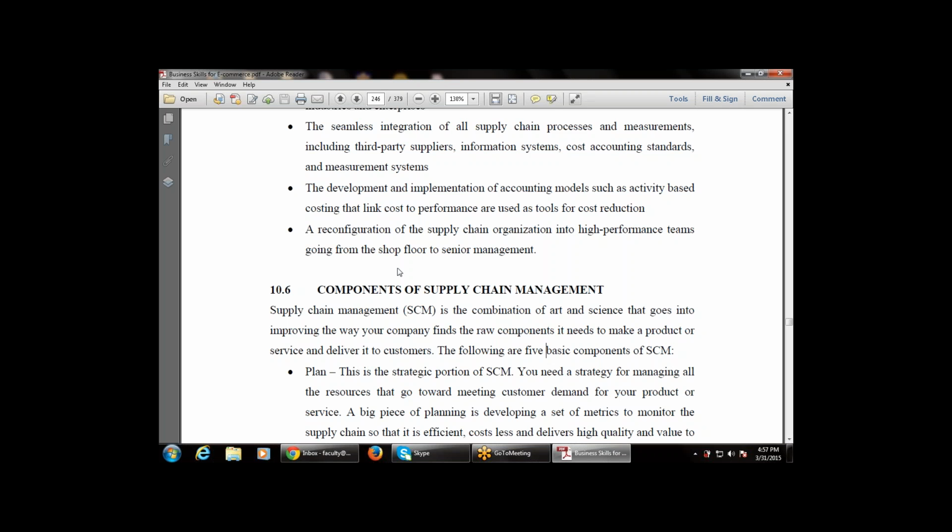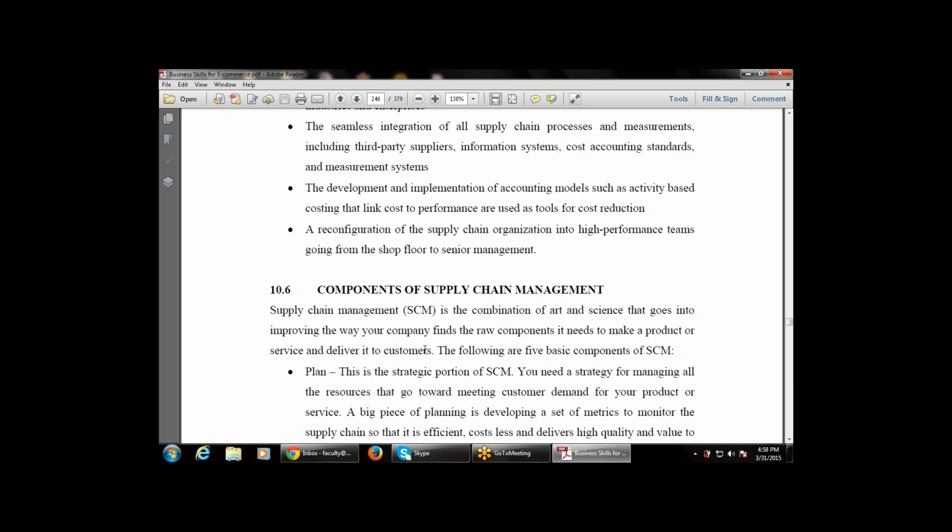This says supply chain management is a combination of art and science that goes into improving the way your company finds a raw material it needs to make a product or service and deliver to the customer. So SCM is a combination of art and science. Combination of art and science means it is a combination of the art as well as the science, because there are some drawing parts, there are some logic parts.